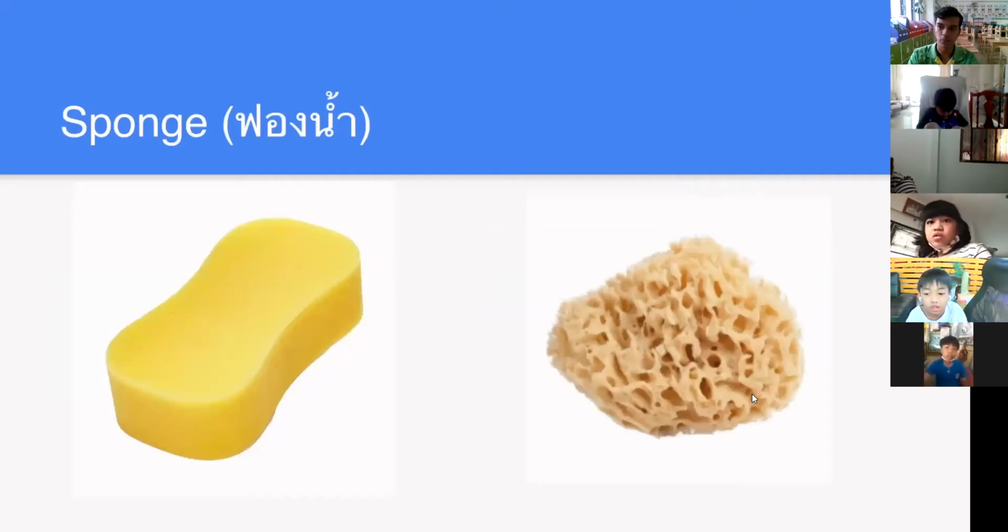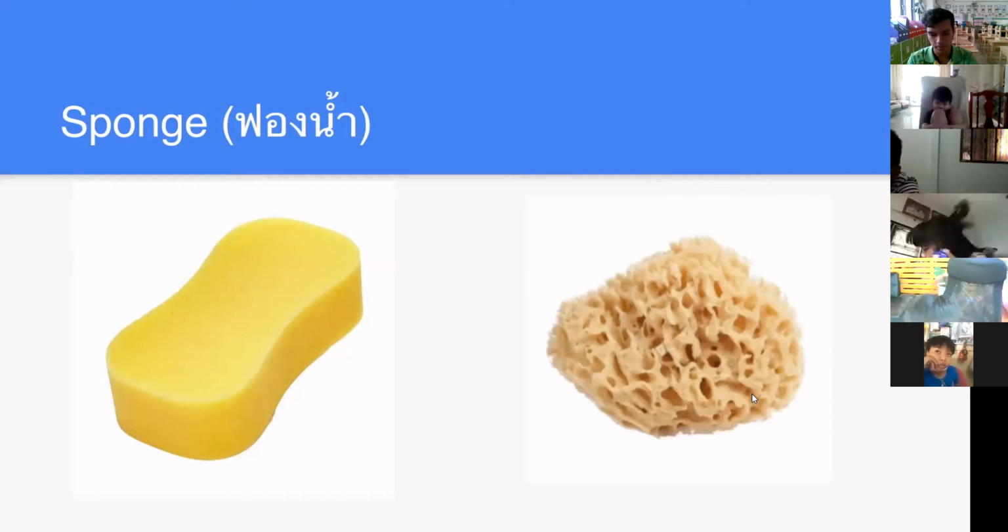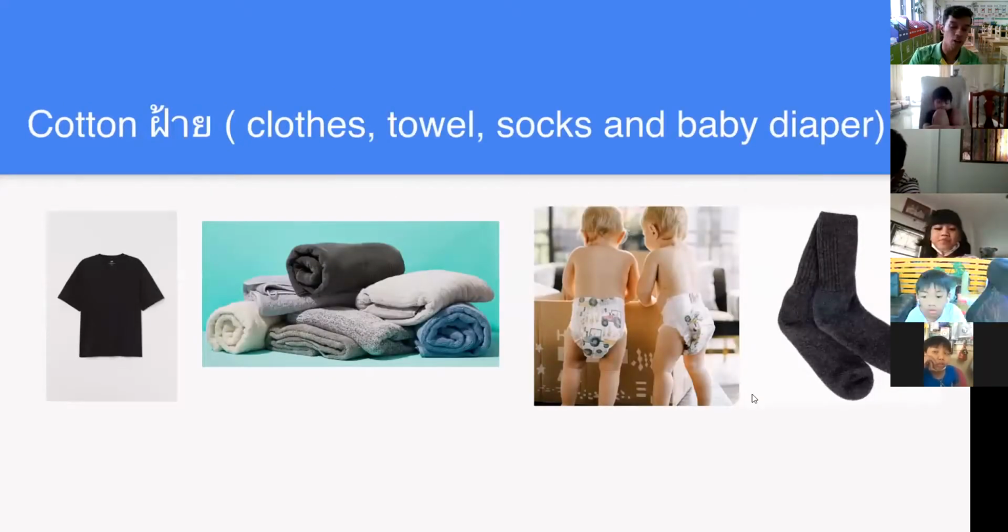Sponge, can it absorb water or cannot? Can, right? Yes, it can absorb water. Now students, cotton. Here, this is cotton in Thai. Cotton and fabric. Fabric and cotton, they are the same, okay? Oh, never mind. I think they understood. Fabric and cotton, same.